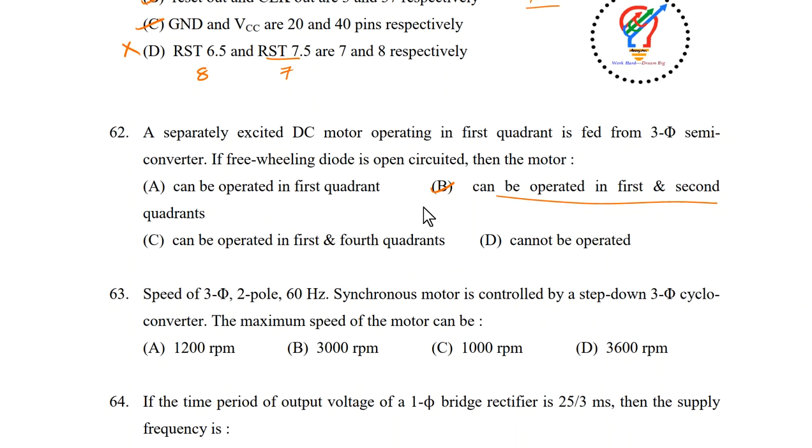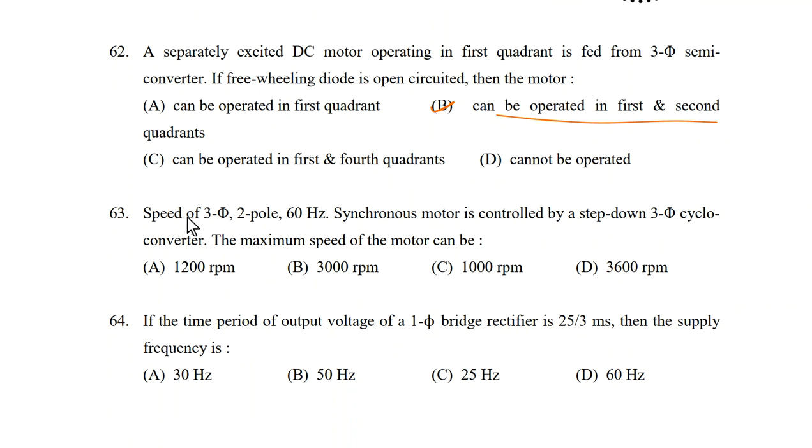Next one, speed of a three-phase 2-pole 60 Hz synchronous motor is controlled by a step-down three-phase cycloconverter. The maximum speed of the motor can be. Generally, when you're using a three-phase cycloconverter, the speed is reduced to around 35%. Now, what is the NS? NS is nothing but 120 F by P. So simply we'll get it as 3600 RPM. When using the cycloconverter, 3600 into 35 divided by 100 will be the actual speed. So it is around 1200 RPM here.